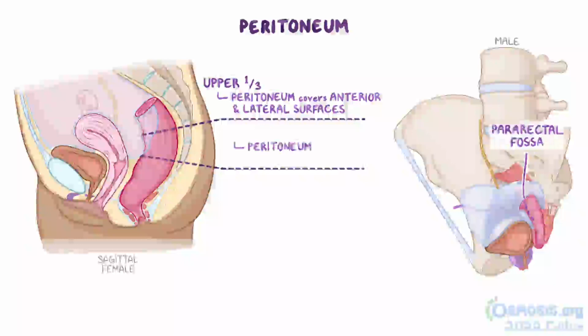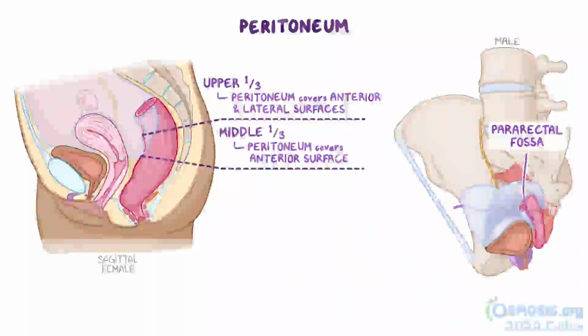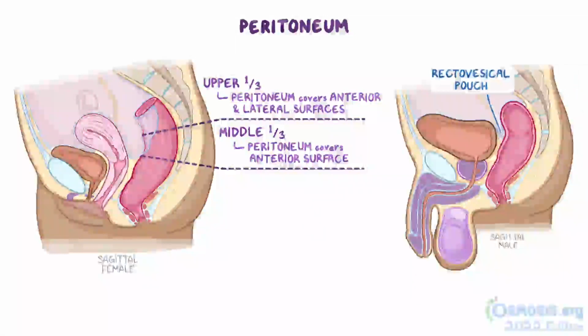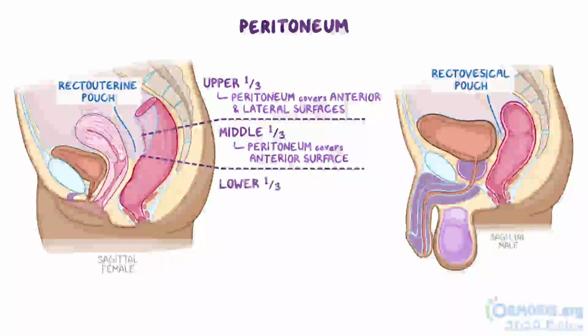Then, the peritoneum continues to cover only the anterior surface of the middle third of the rectum. From here, the course of the peritoneum is a bit different in males and females. In males, the peritoneum reflects from the middle third of the rectum to the posterior surface of the bladder, forming the rectovesical pouch. In females, the peritoneum reflects from the middle third of the rectum to the posterior surface of the vagina and the uterus, forming the rectouterine pouch. In both males and females, the lower third is without peritoneal cover and is considered subperitoneal.